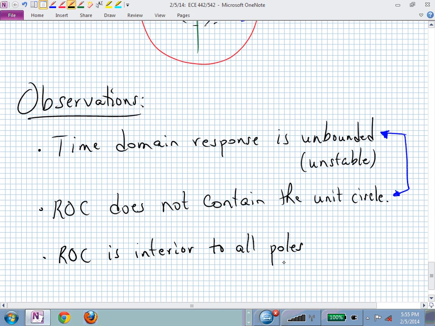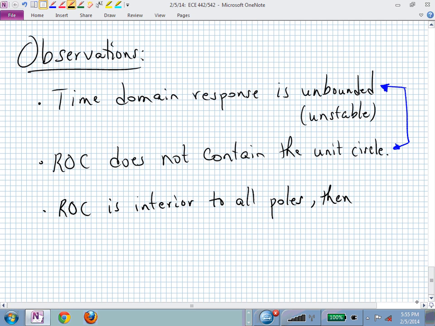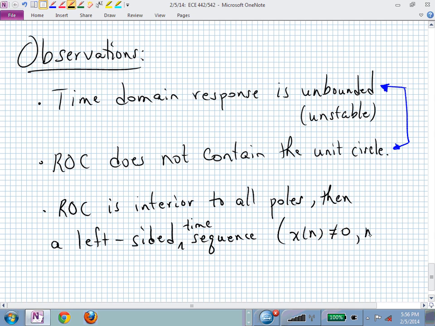Well, this is actually a separate issue. The region of convergence is interior to all poles. We only had one pole in this case, but that actually means that we had a left-sided sequence or an anti-causal time domain waveform. The region of convergence is interior to all poles, then a left-sided sequence. Or that says that x of n is not equal to 0 for negative time indices.